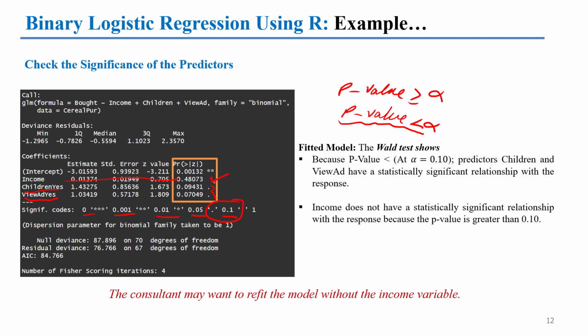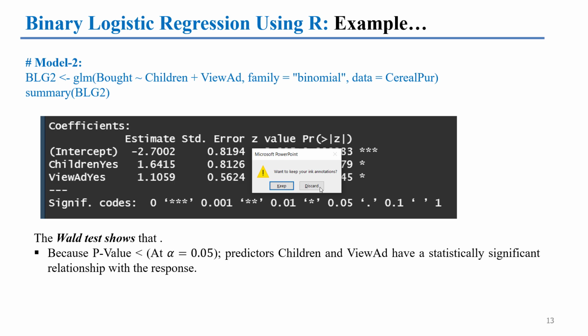We are going to refit the model without this income variable, because this income variable is not a significant factor, right? So we are going to refit the model, and that refit model is going to be called model number 2, and we are going to fit that model with the independent variables children, the adults who have children, as well as the view ad variable. So let's fit model number 2.